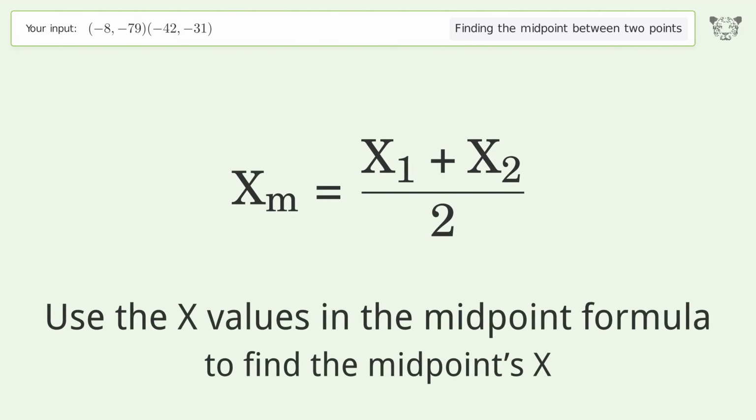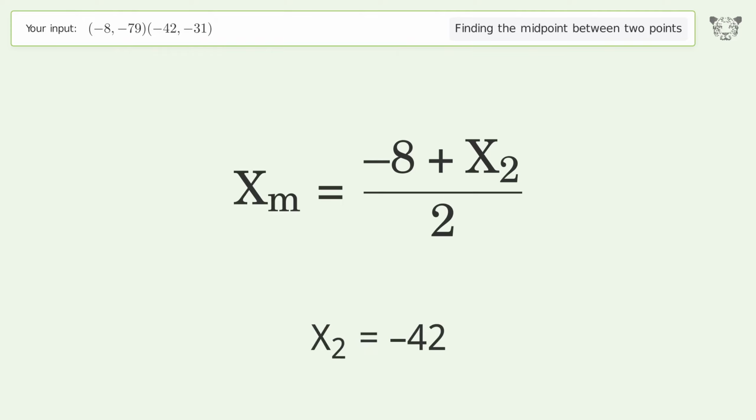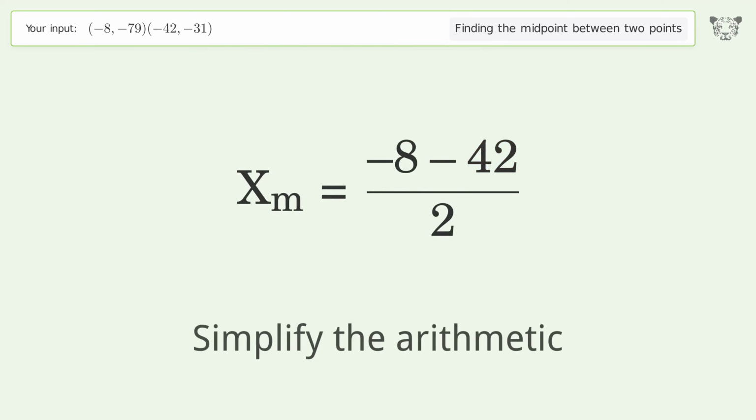Use the x values in the midpoint formula to find the midpoint's x. x1 equals -8. x2 equals -42. Simplify the arithmetic.